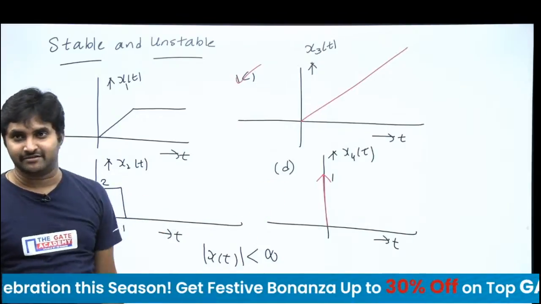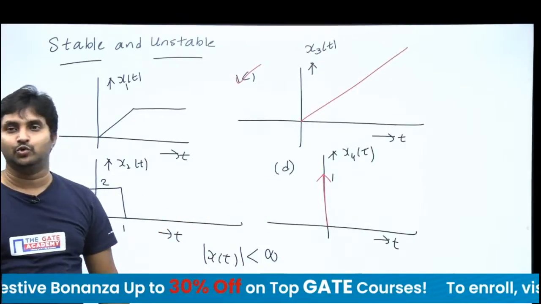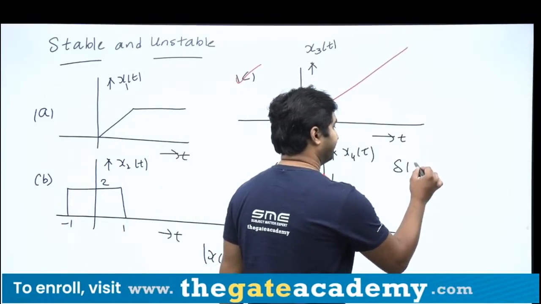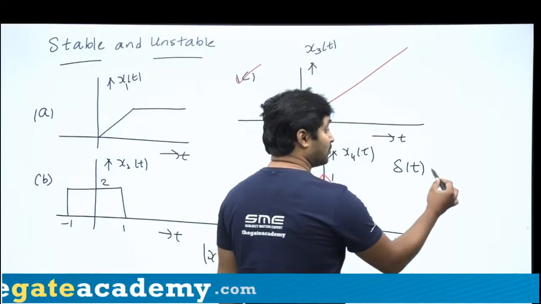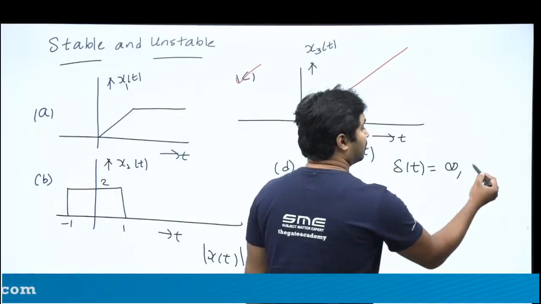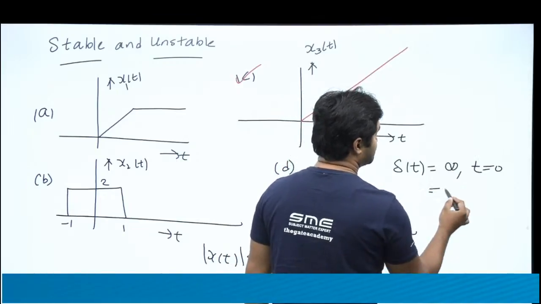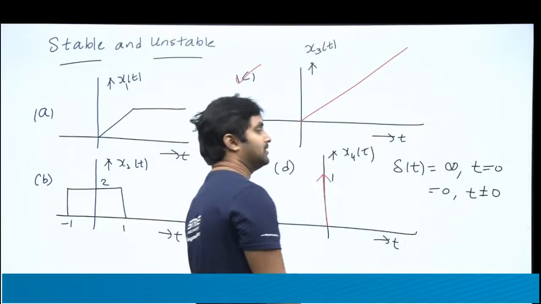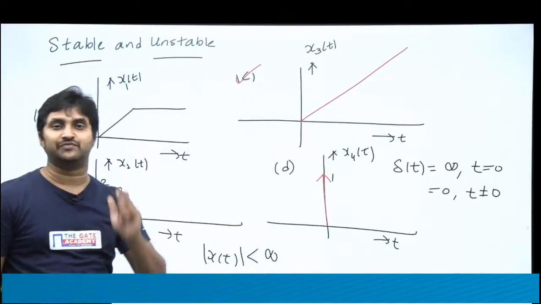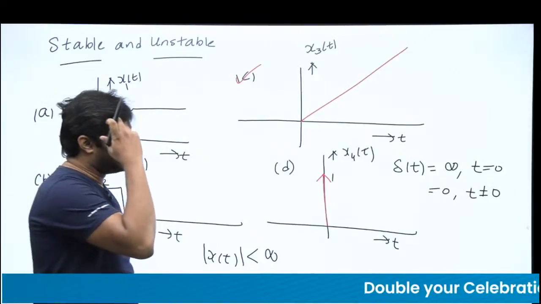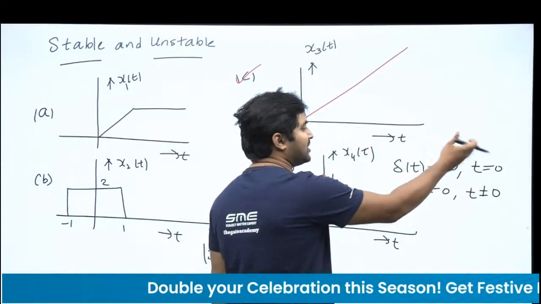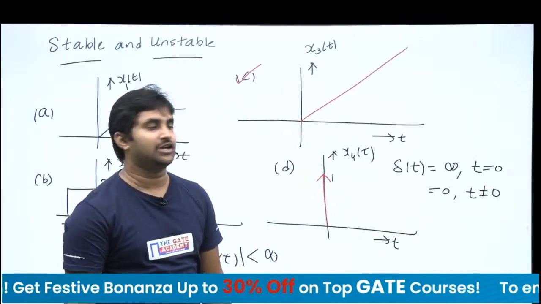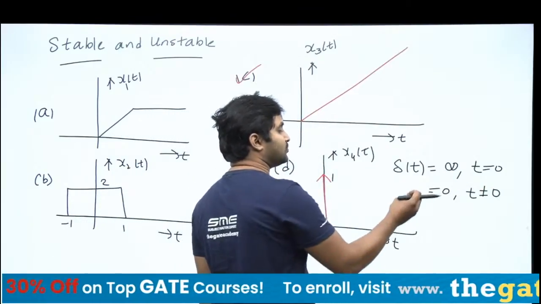This is misleading. This is what we call a unit impulse, delta of t. Delta of t is equal to infinity for t equal to 0, and it is equal to 0 for t not equal to 0. This is what we learn in the preliminary classes of signals, that a unit impulse has a value of infinity at t equal to 0, and it is equal to 0 for t not equal to 0.